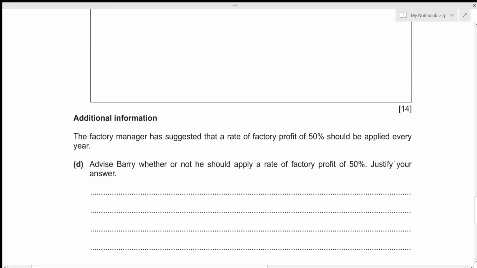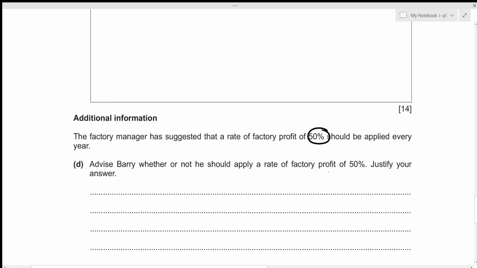We can see that we were given additional information. The factory manager has suggested that a rate of factory profit of 50% should be applied every year. And currently, we know that there is no fixed rate of factory profit, and this rate varies every year. So instead of doing that, the factory manager now suggests that there should be a constant rate of factory profit of 50%, which should be applied every year. And for the fourth part of this question, we now need to advise Barry whether or not he should apply a rate of factory profit of 50%, and we need to justify our answer.